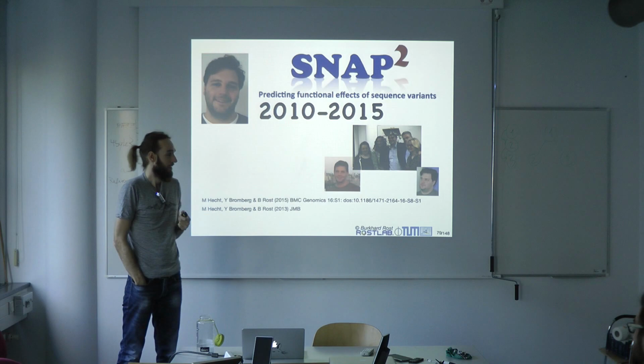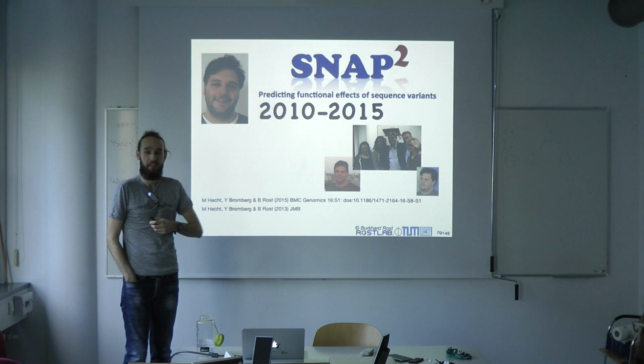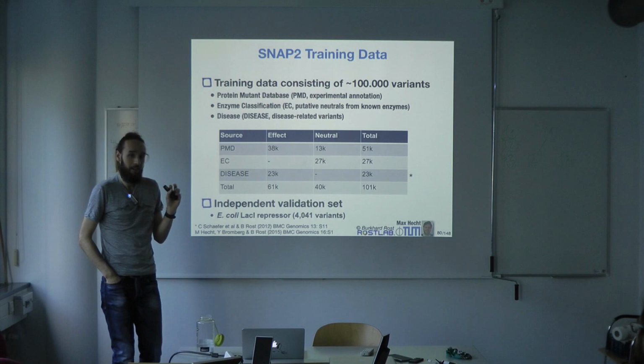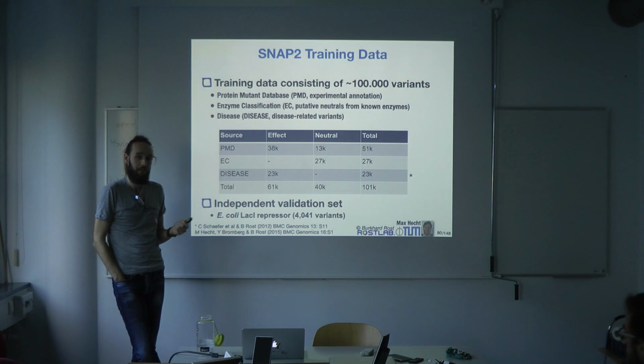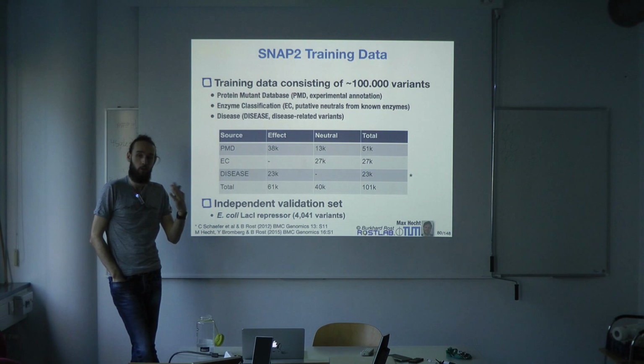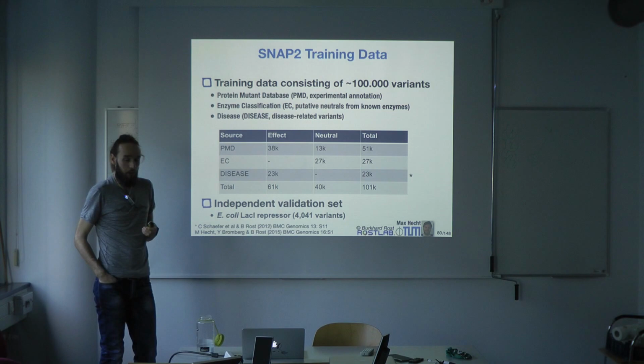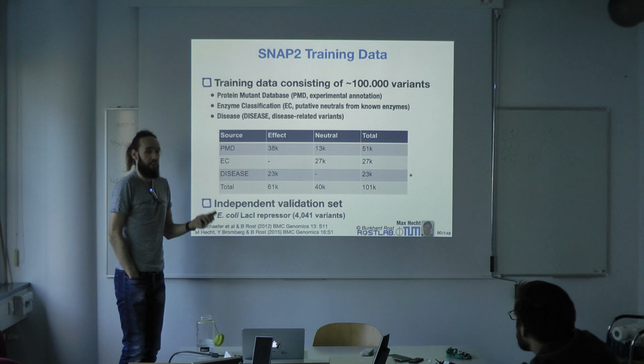So that was SNAP 1. Then Max came along and wanted to improve SNAP, and the result is SNAP 2. The data set, same idea. We have the variants from the PMD database, we have the variants from the enzymes, and the neutral variants we created. On top of that, he used what's new now, disease variants. He looked at OMIM, the database of Mendelian diseases and the variants that cause these diseases, and he just added those variants as well. So high effect variants, you could say, because it's a single variant that causes a disease. They are now also part of the data set.